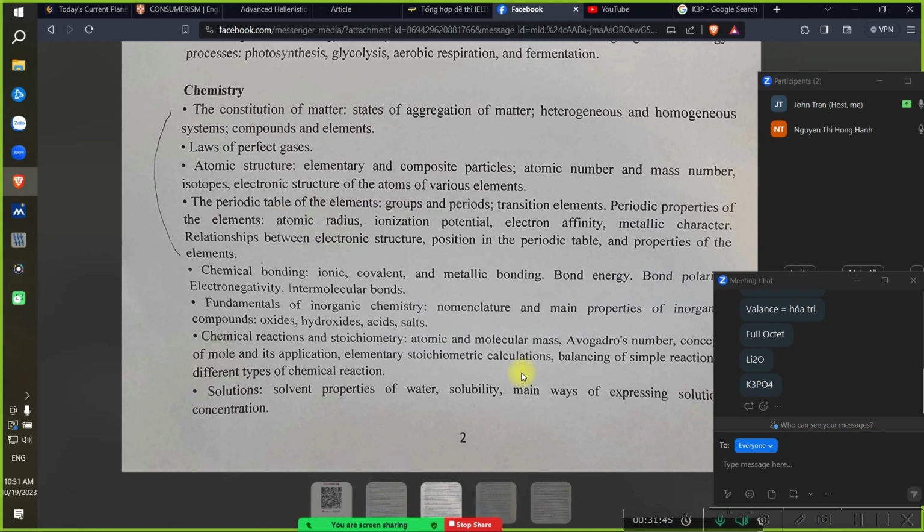Alright, so next one, chemical reactions and stoichiometry, calculations with chemical reactions. Atomic and molecular mass, Avogadro number, something like that. So we passed main properties of inorganic compounds.